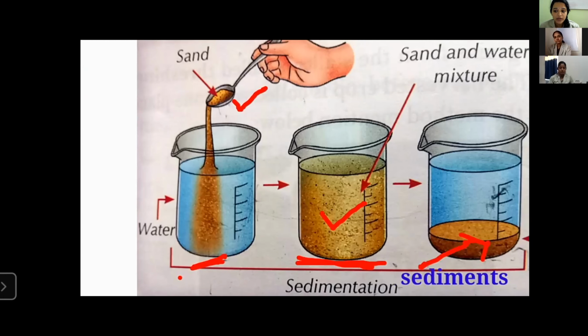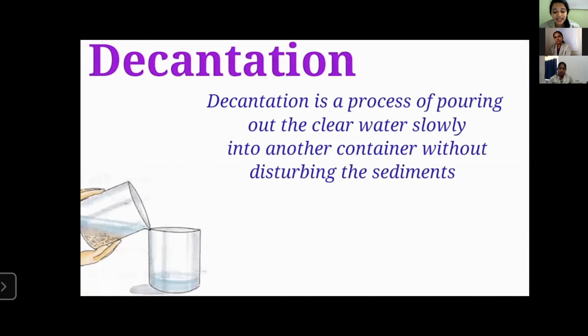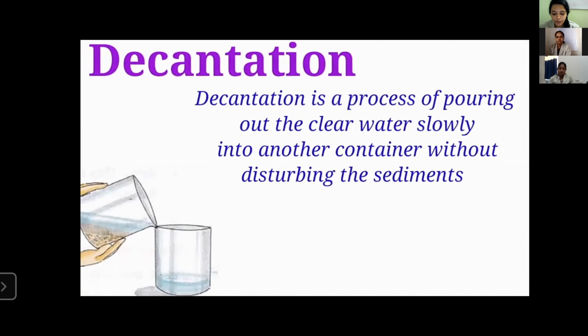Okay. So now we got the clear liquid above the sand. We need to separate sand and water. That was our aim, right? So we go on to the next process. That is decantation. Now, what is decantation? Decantation is the process of pouring out the clear water slowly into another container without disturbing the sediments.